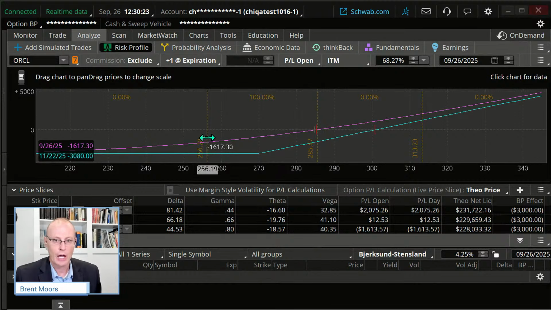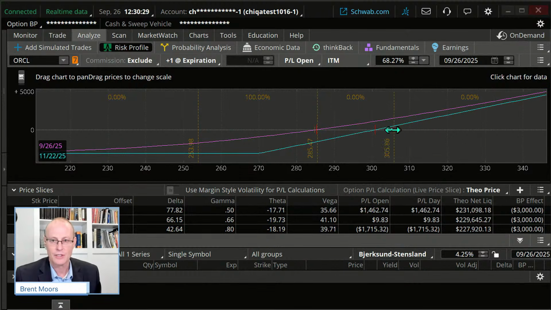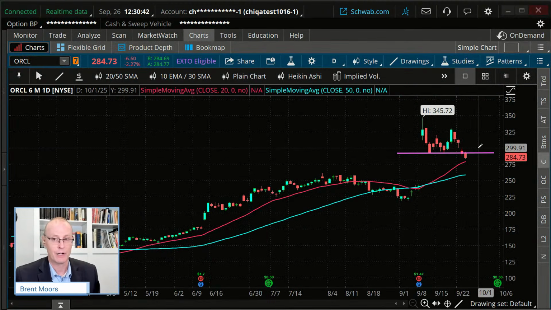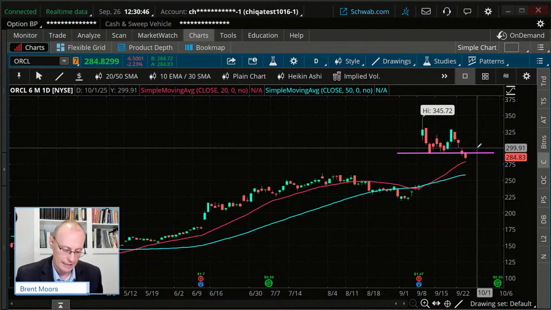The break even at expiration is going to be where the blue line crosses this. And you can see there's a little red dash there to try and help you out on that as well. Right around $300 is the break even at expiration. So when you're looking at that chart and going, I need this to be above $300 at expiration, or else this is a trade that would not make any sense for you.